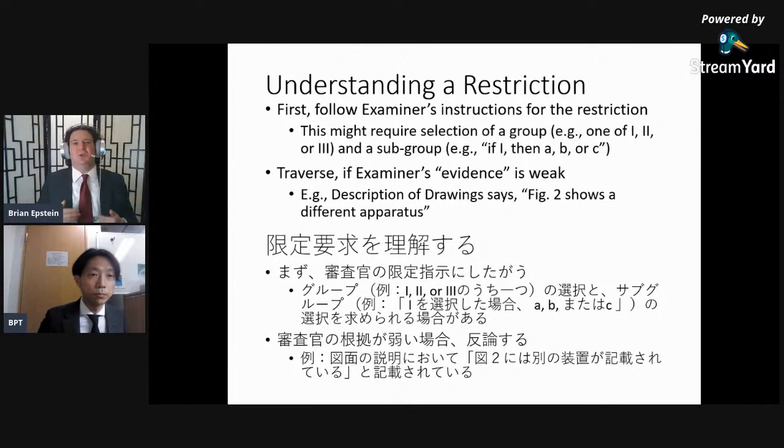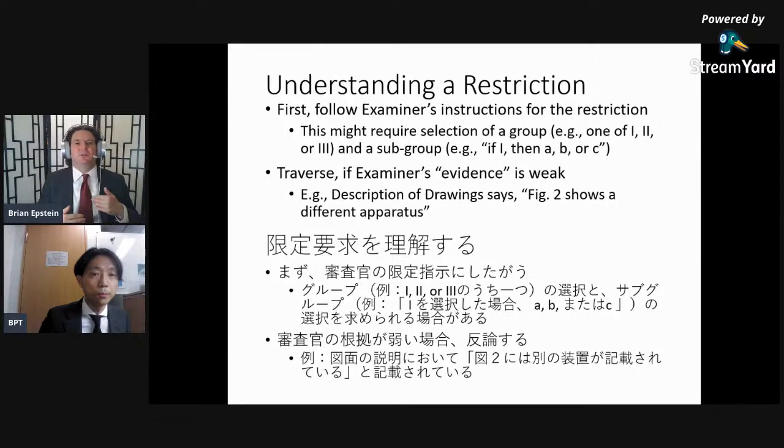In this situation, you have to do both. You can't just say group one. You also have to then select a subgroup of A, B, or C. Most of the time, the examiners will tell you which claims they think these are. Sometimes they don't, but certainly the examiner might get it wrong, and then you can just tell the examiner, look, I selected group one, I chose subgroup A, but I don't agree with the claim mapping, and here's why. That is a form of traverse.